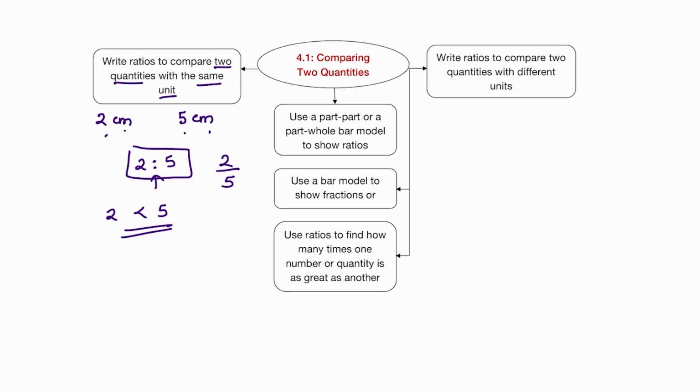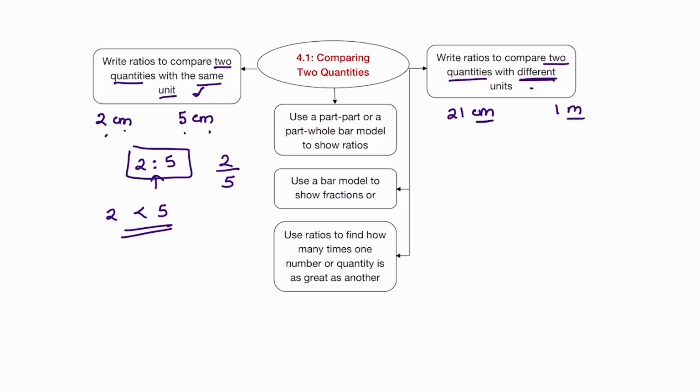It says write ratios to compare two quantities with different units. Here we had the same unit, here it is a different unit. Let's take an example: 21 centimeter and 1 meter. Can we compare them directly? Can I say 21 is bigger than 1, so 21 centimeter is more than 1 meter? No, I cannot do that because they do not have the same units.